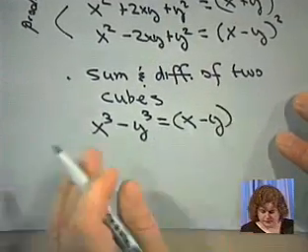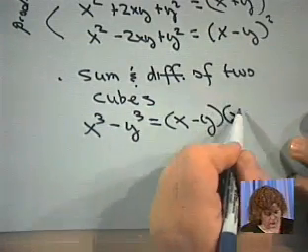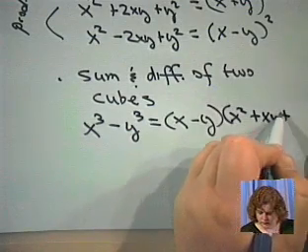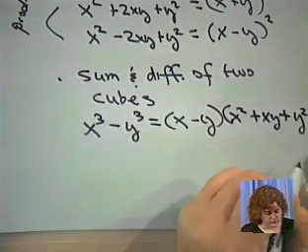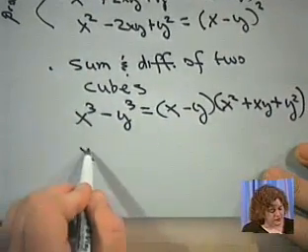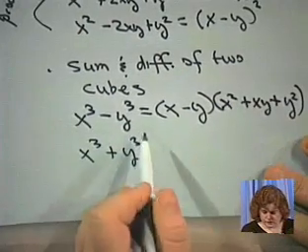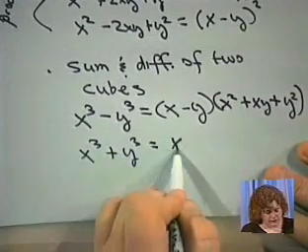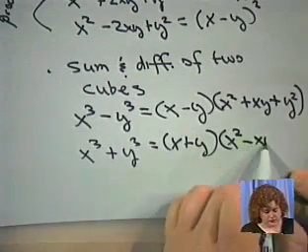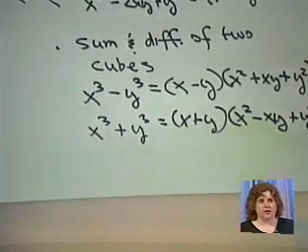X minus y times x squared plus xy plus y squared for the difference. And you can't break it down any further than that. This is the factored form. And then if they're added up, you're just looking at a sign change. You'll have x plus y times x squared minus xy plus y squared. And that's the end of this segment.